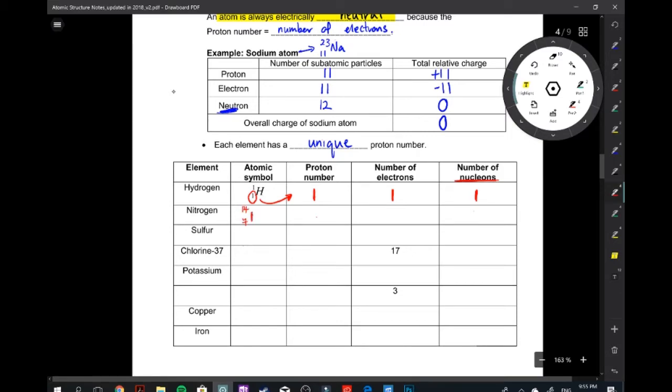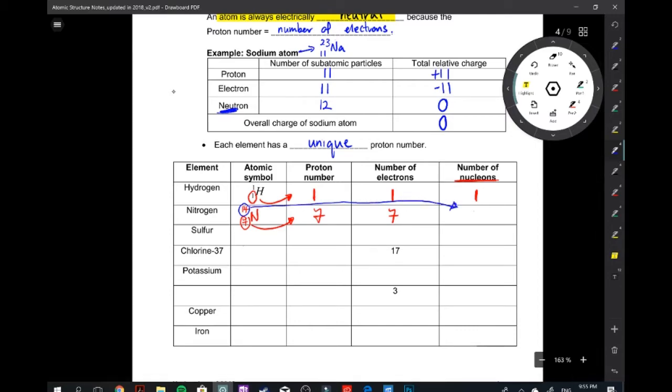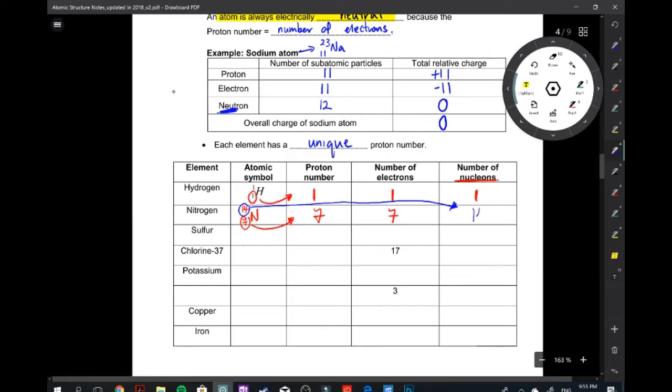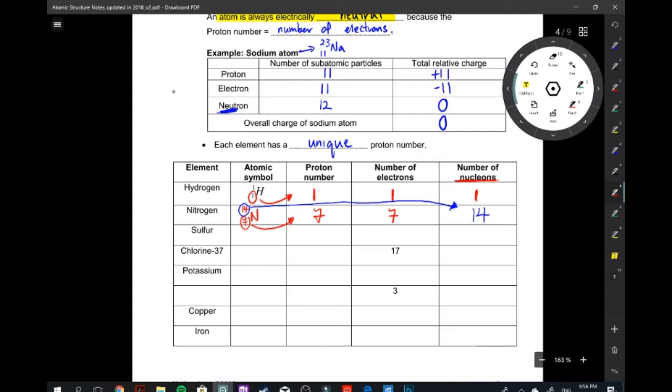Alright, then looking at the next one, nitrogen, you try to look at the periodic table and find out which one exactly is nitrogen. Right, and you have this number itself. Remember, the proton number is a smaller number, so you have 7. Since it's an atom, and the number of nucleons is represented at the top, and is 14. Alright, so using that, try to fill out the entire table by yourself.